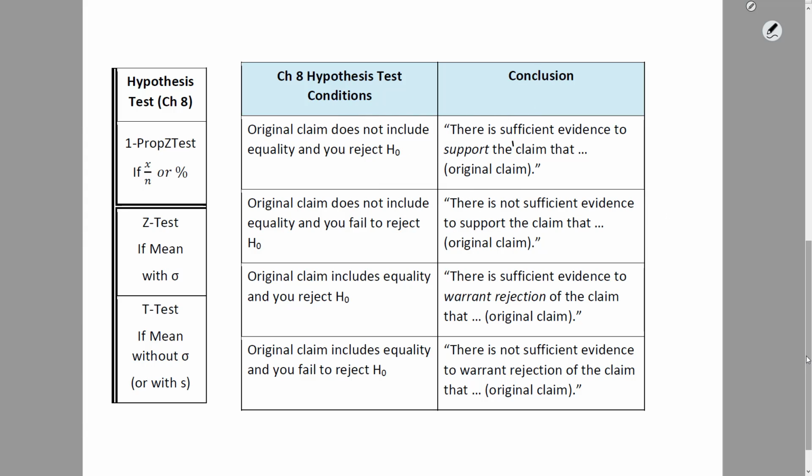All right, so now the Chapter 8 formula chart. On the left hand side of your chart, we have a little table that tells you the different hypothesis testing that you will use. These refer to, again, the one-prop z-test, the z-test, and the t-test. These all refer to calculator functions that you'll be introduced to.